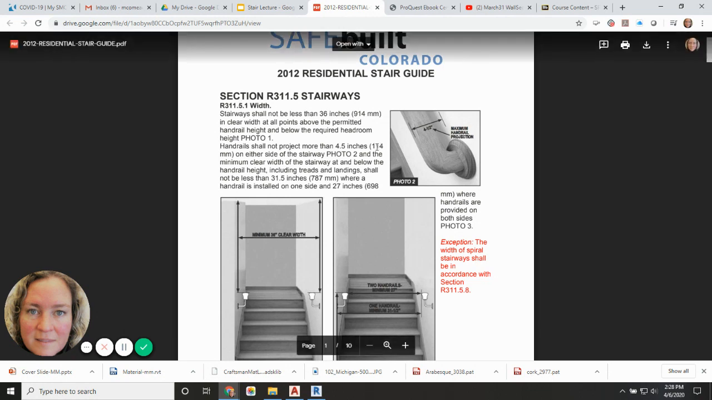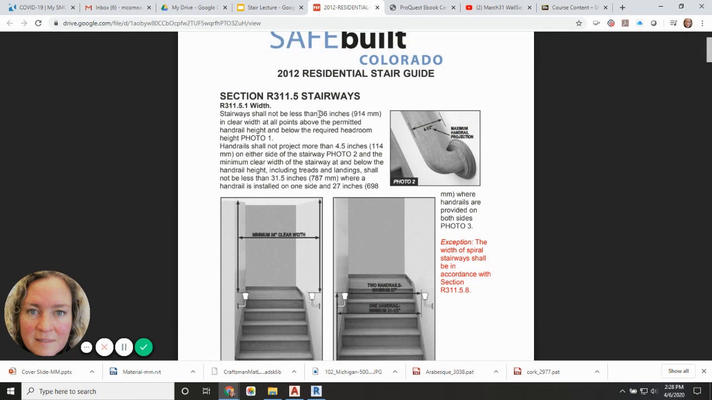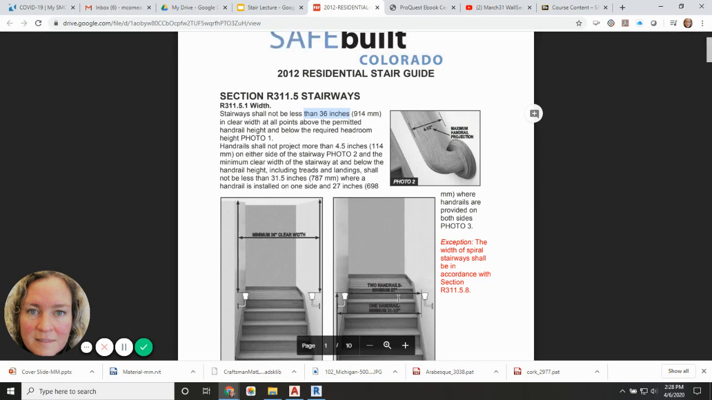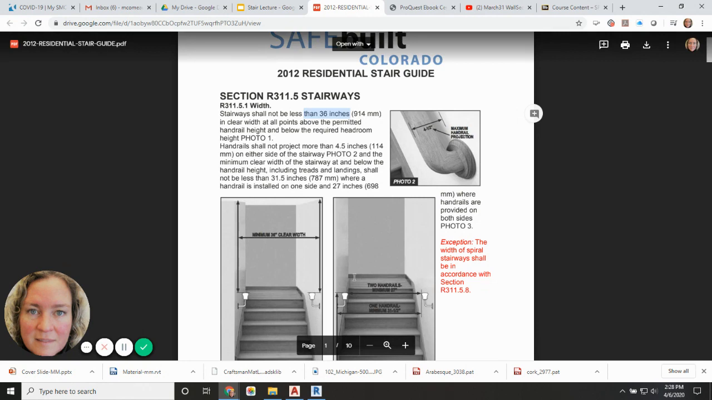So stairways have to be at least 36 inches wide. And then if you put handrail in there, the minimum clear width between the handrails cannot be less than 27 inches if you have handrails on both sides. That's what this is illustrating. And this is what it's saying here, and this is what it's illustrating.